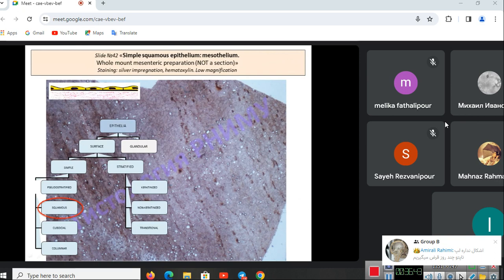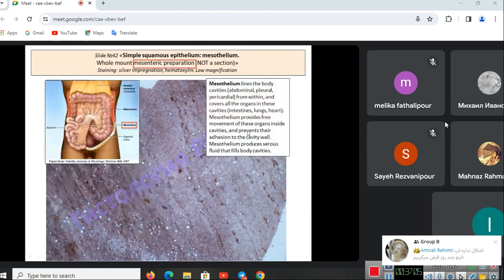So this will be the surface type of epithelium. So this is our classification of epithelium. Surface, simple squamous epithelium. This is how it looks if we make a section of such epithelium. But this is not a section, this will be the top view of this epithelium.